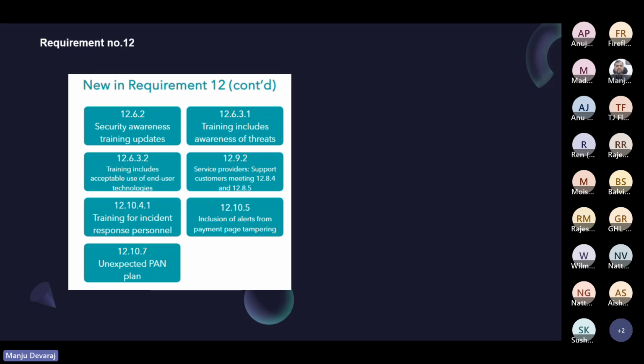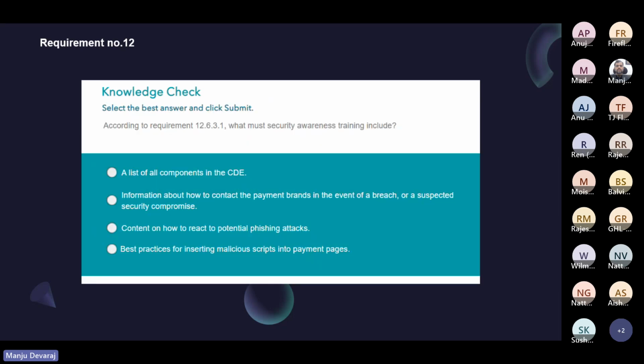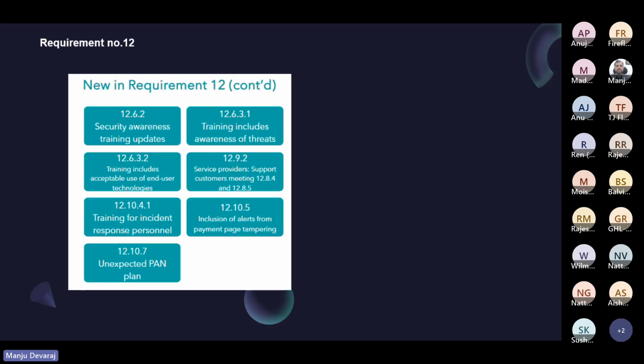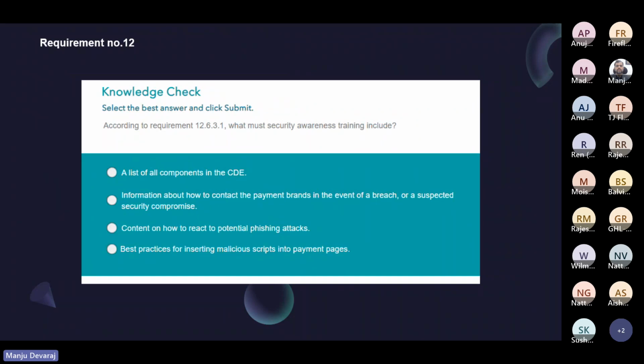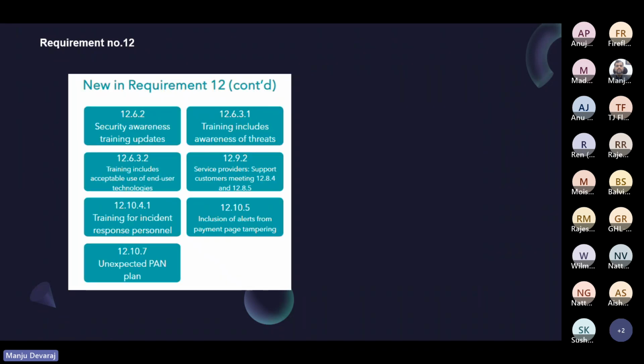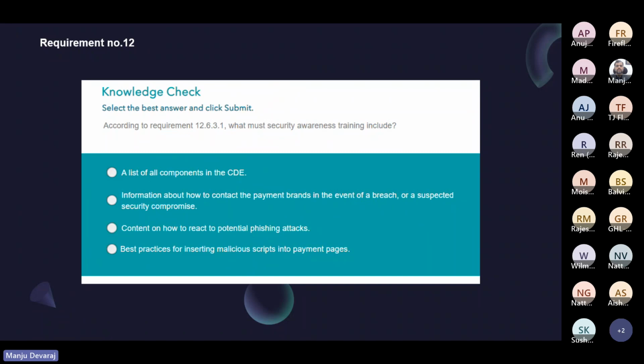Inclusion of alerts from the payment page anti-tampering is there. And for unexpected PAN, 10.7, there is a plan. I think that one is an incident around PAN. For example, a PAN has gone out of scope and is found on some system. That's a plan to handle unexpected PAN found in some place.